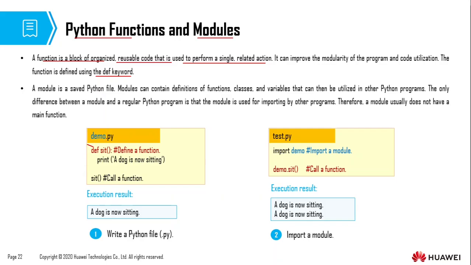So here you see we have def. Then the name of the function, sit. Then a function normally has parentheses, the brackets.